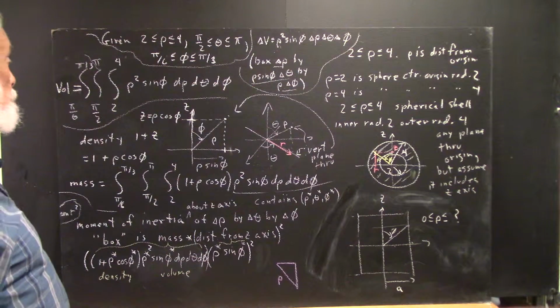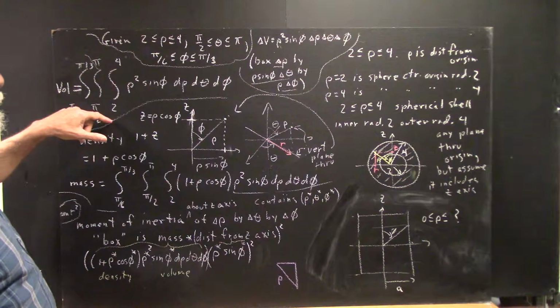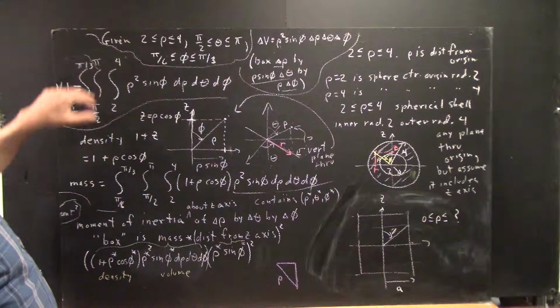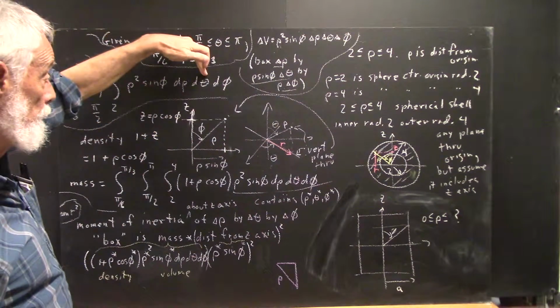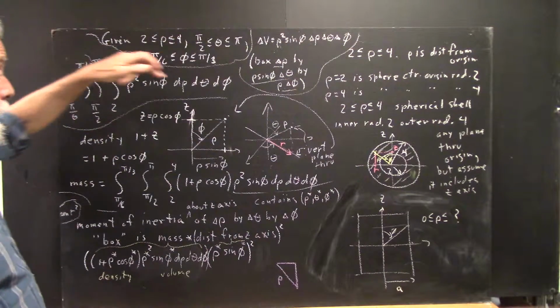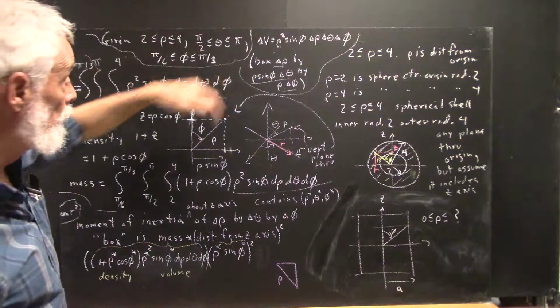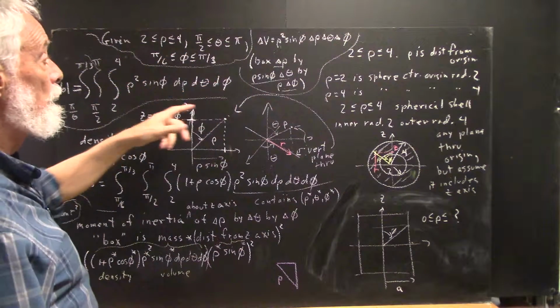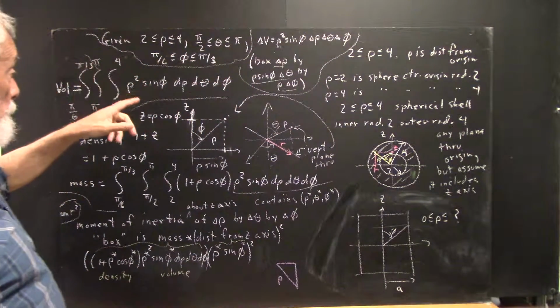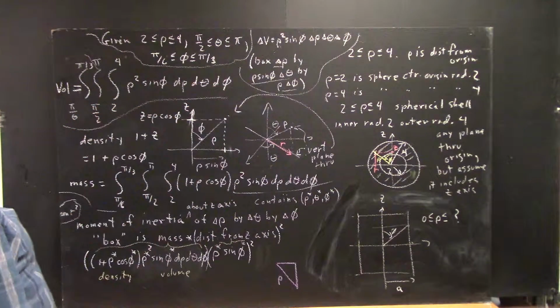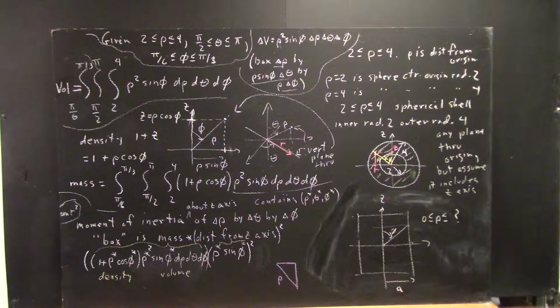Okay, the volume then is going to be the integral from 2 to 4 with respect to rho, from pi over 2 to pi with respect to theta, and from pi over 6 to pi over 4 with respect to phi of the volume increment, which is going to, in the limit, become rho squared sine phi d rho d theta d phi. Now that's an easy integral.